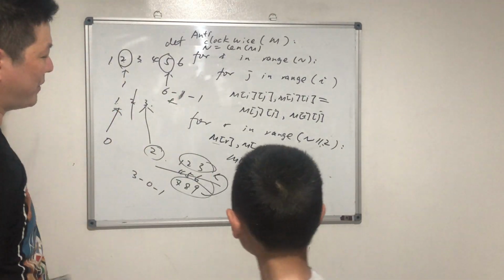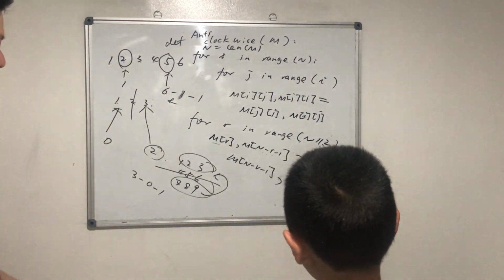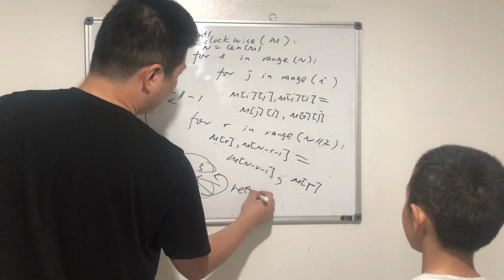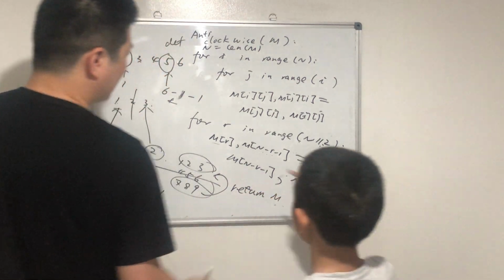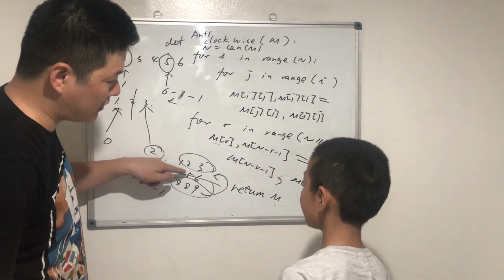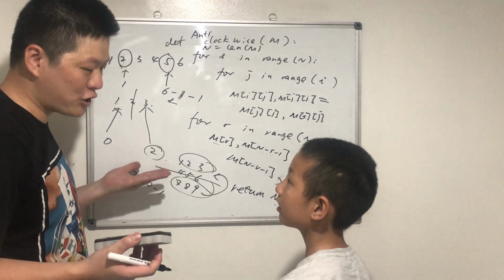When we swap, it will be anti-clockwise. Then return n. Isn't it supposed to be on this line? No, we don't need to swap it in the middle, right? Because if you swap the middle to the middle, it doesn't change.